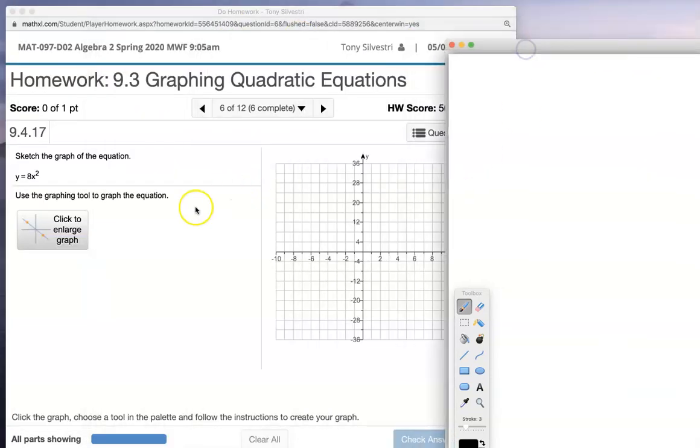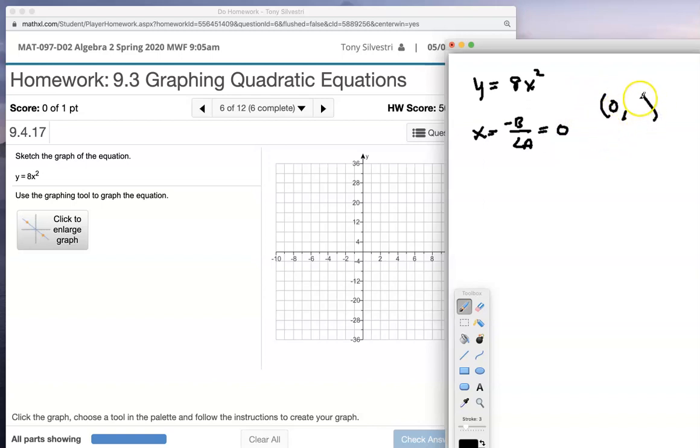Move over. How bad could this be? Y equals ax squared. X equals negative b over 2a. This is plus 0x plus 0. A, B, and C. A is 8. B is 0. There's a plus 0x. Forget about it. X is 0 for the vertex.